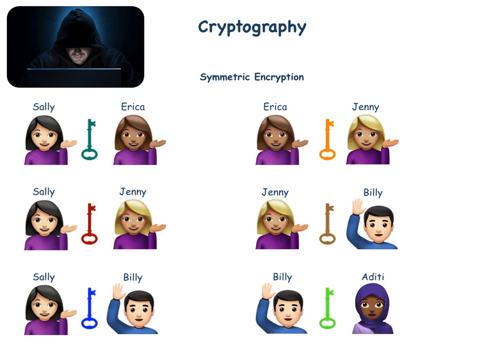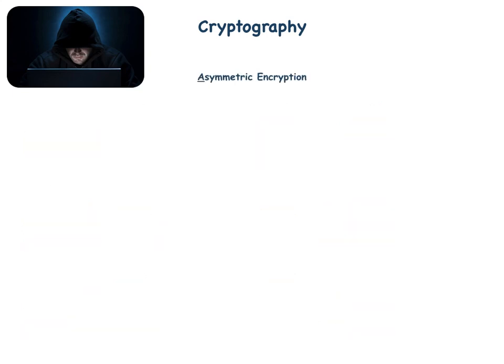And this problem only gets even worse when you talk about computers. There are billions of computers across the globe. It's not practical to expect every computer to have billions of different keys so that it will be able to communicate with every other computer across the globe. Which brings us to asymmetric encryption.